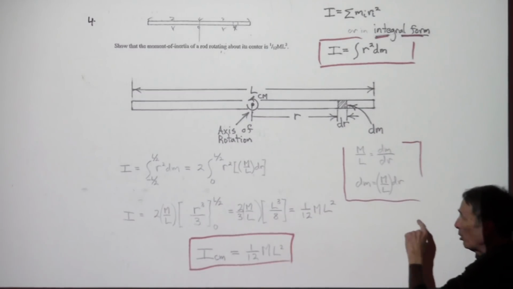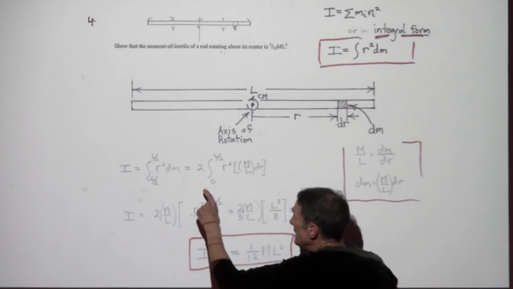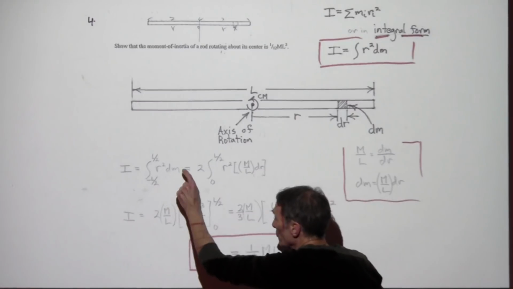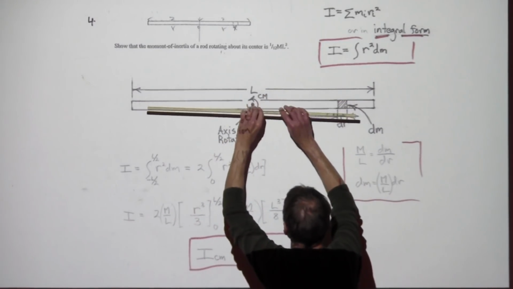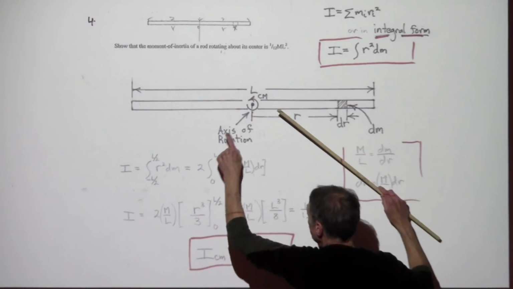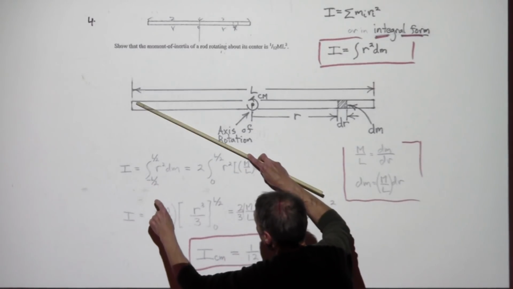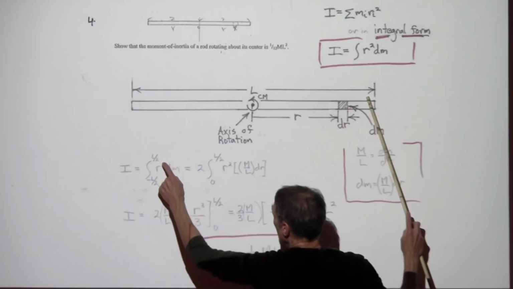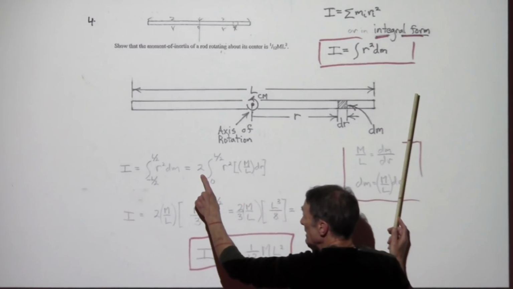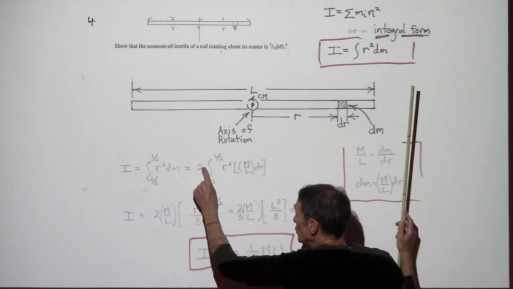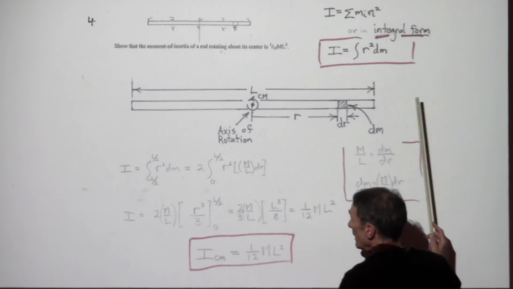So now it's a matter of putting these things together. I want to use this as my integral form, r squared dm, and I need to replace the dm. Since we're rotating around the center, I'm going to integrate from minus L over 2, that's back here, out to plus L over 2. Or, as you probably know from your calculus, since this is symmetric, we could say this is 2 times the integral from 0 to L over 2, just simplifying that.